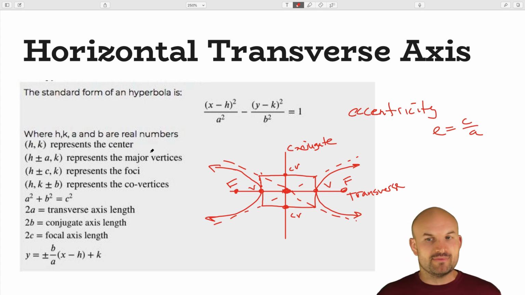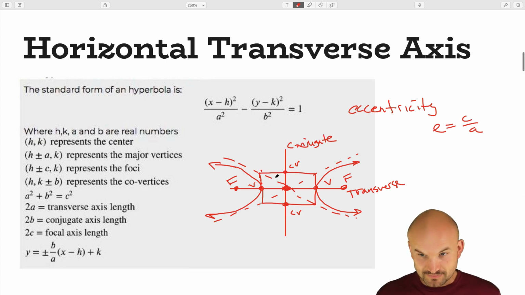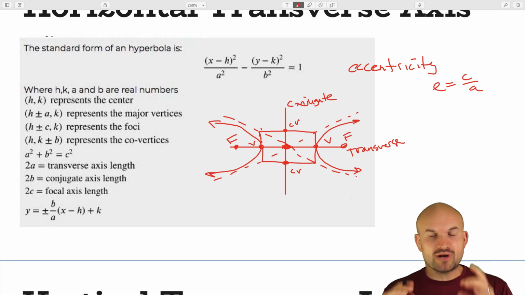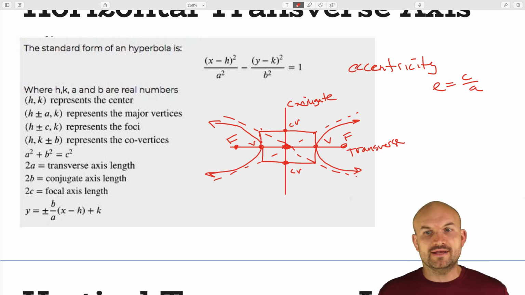Now, the interesting thing about a hyperbola is that it looks like two parabolas facing away from each other, right? So remember from a parabola that the parabola always opens up towards the focus. You can see that both of these parabolas open up towards the foci. They always open up towards there. And again, the center is going to be the midpoint between the two vertices as well as between the two foci.